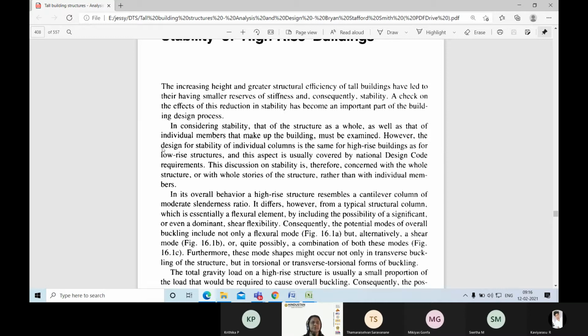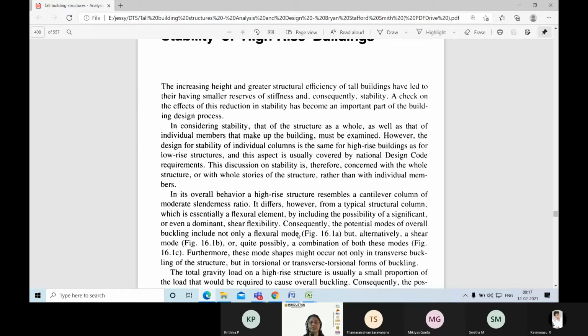But the design for stability of individual columns is the same for high-rise buildings as for low-rise structures, because whether it is a high-rise or a low-rise building, the column is the most vulnerable part of the building. If it fails, the entire structure will collapse. So the individual design of stability of columns is the same, and in the design code this part is already covered. This discussion on stability is therefore concerned with the whole structure or with whole stories of the structure rather than with the individual members.